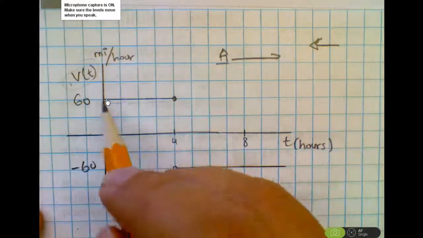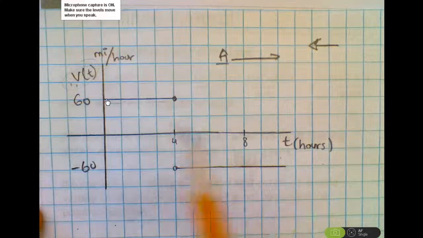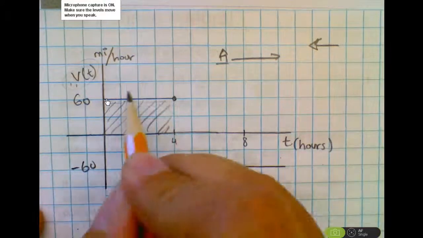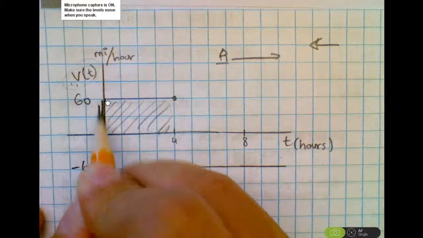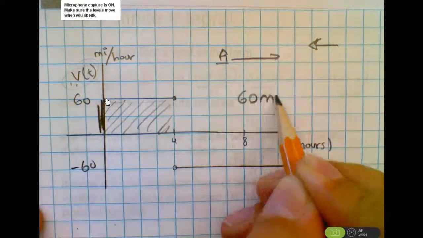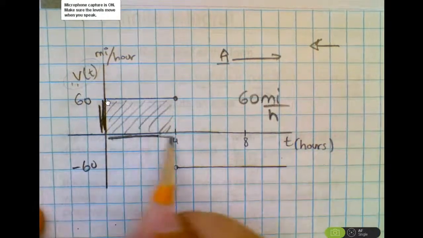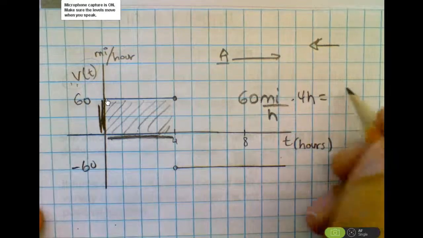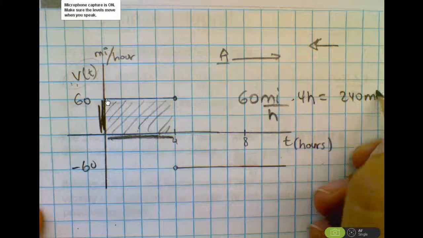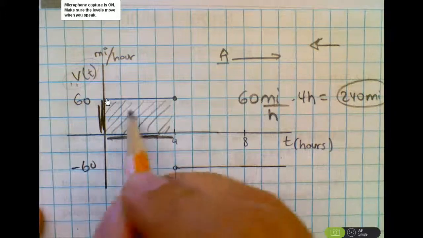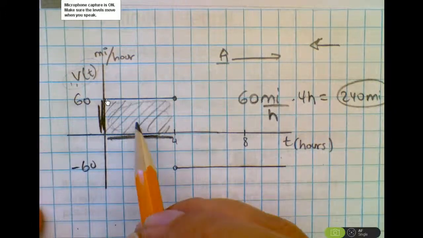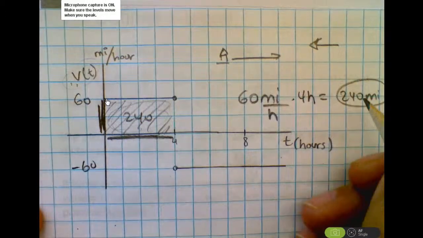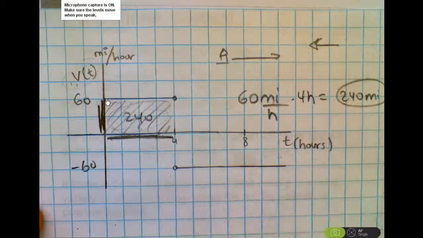So you know that if you have a v versus t graph, the area under the curve will be distance, because this will be 60 miles per hour multiplied by 4 hours, and then you get 240 miles. So this area is 240. And the interpretation is that you are traveling away from home 240 miles.